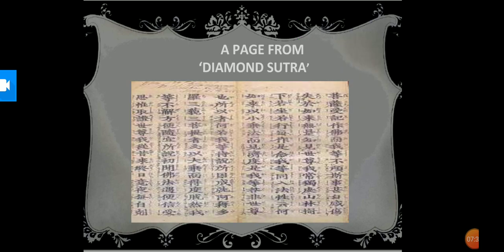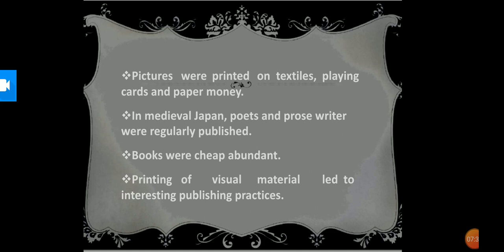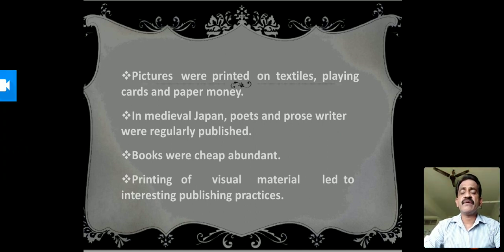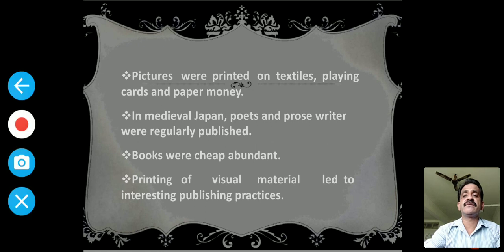So this is a page from the Diamond Sutra. So as I told you, pictures were printed on textiles, playing cards and paper money. In medieval Japan, poets and prose writers were regularly published. Books were cheap and abundant. Printing of visual material led to interesting publishing practices.